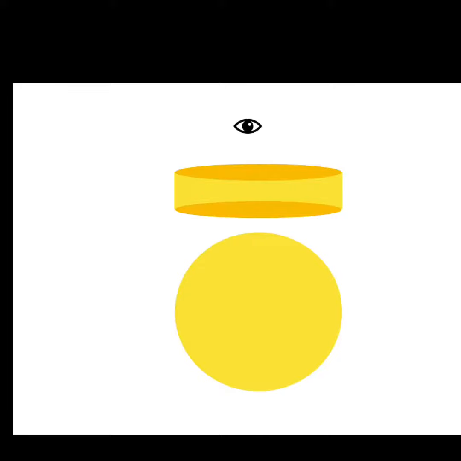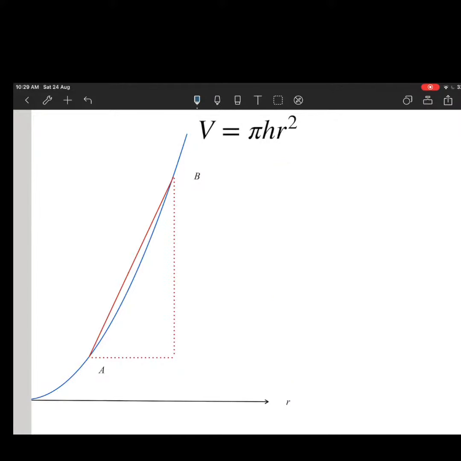Let us look at the pancake problem again. Assuming the pancake is a cylinder, the formula to calculate the volume of a cylinder is V = πr²h. Suppose we keep the height constant, so we will have V = πhr².